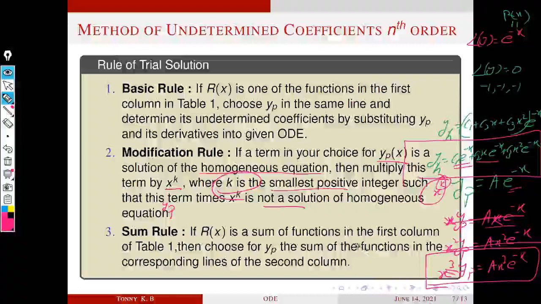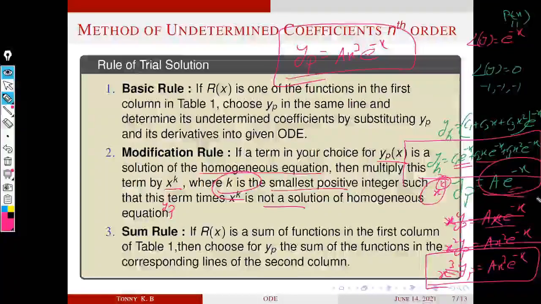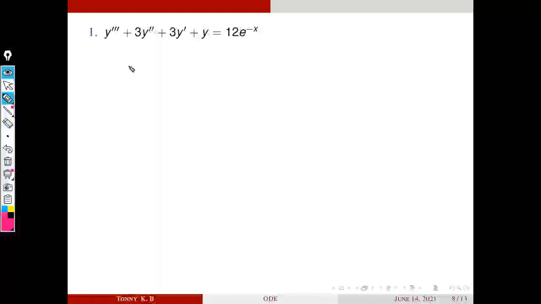So by the modification rule for this problem, our trial solution YP is a x cube e raised to minus x. You got it? From the table we get our trial solution as a e raised to minus x, but using the modification rule the actual YP is a x cube e raised to minus x. That's the idea. Okay, this is our first example.